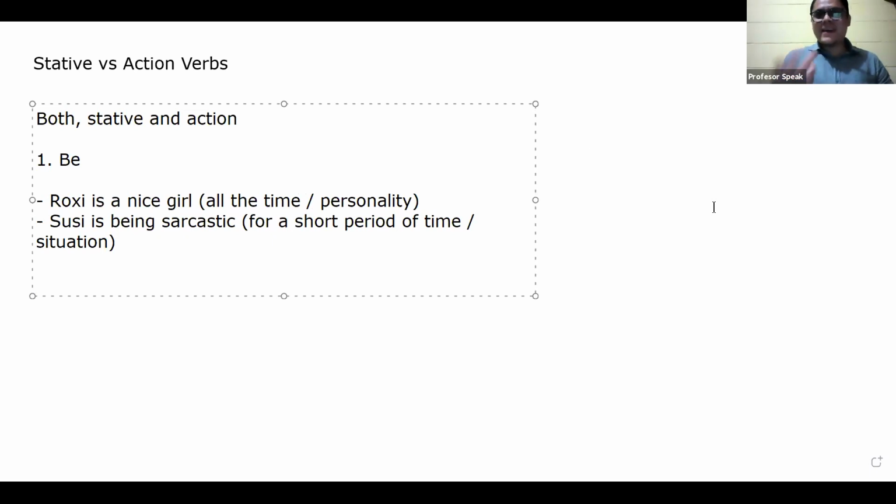So the verb to be can be used as a stative or an action verb, but it all depends. Remember, if you use the verb to be as a stative verb, you're talking about somebody's personality. Okay. If you use be as an action verb, you're talking about something that is happening for a short period of time, or because of a situation. Okay. If I say Susie is being sarcastic, all right, but being sarcastic is not part of her personality. But she's being sarcastic for a specific moment. Okay.